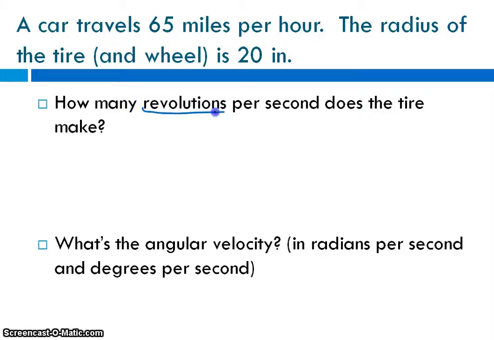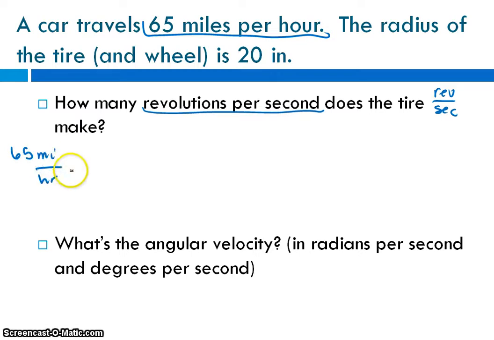So I want revolutions per second. I want revs per second. So I want a rate, so I'm going to start off with the rate given in the problem, which is 65 miles per hour. And this is just dimensional analysis. So I'm going to start off by converting from hours to seconds. I know that 1 hour is 60 minutes, and I know that 1 minute is 60 seconds. Okay, so this is a basic dimensional analysis.